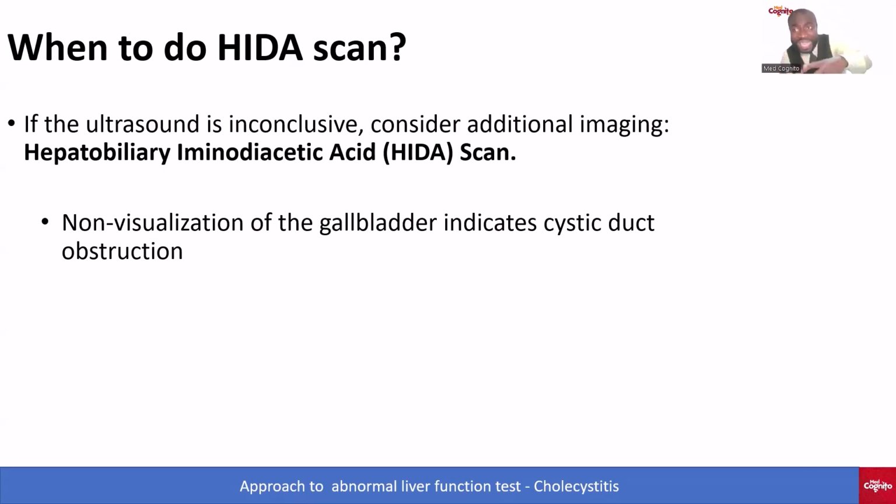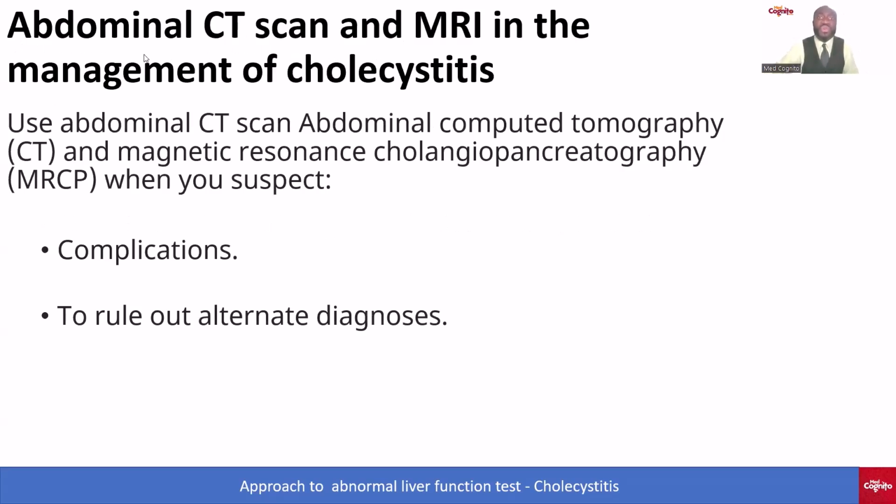Remember, we did next best step tricks so far as management was concerned. Next best step tricks so far as investigations are concerned. Now, when are we going to request for abdominal CT scan and abdominal MRI? Use abdominal CT and MRCP when you suspect complications and when you want to rule out alternative diagnosis. Those two. So next best step, if you are not sure, HIDA.